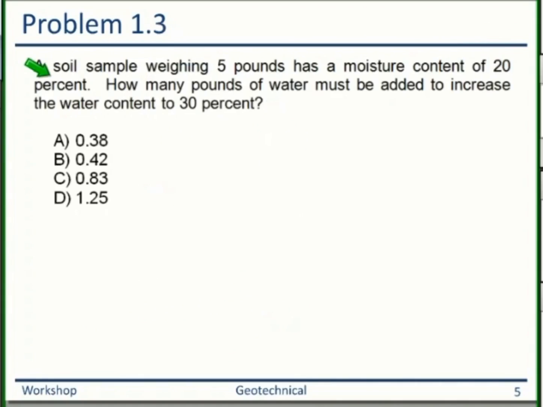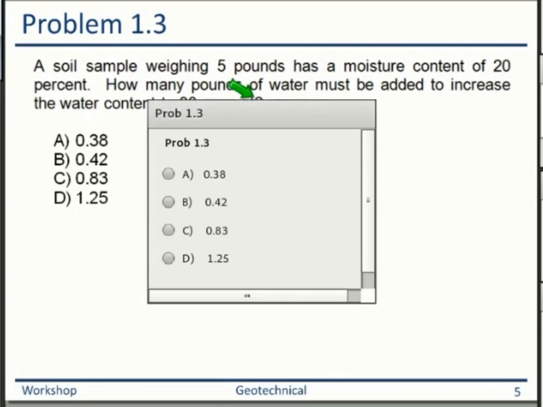Problem 1.3. A soil sample weighing 5 pounds has a moisture content of 20%. How many pounds of water must be added to increase the moisture content to 30%? So let's see your answer first.